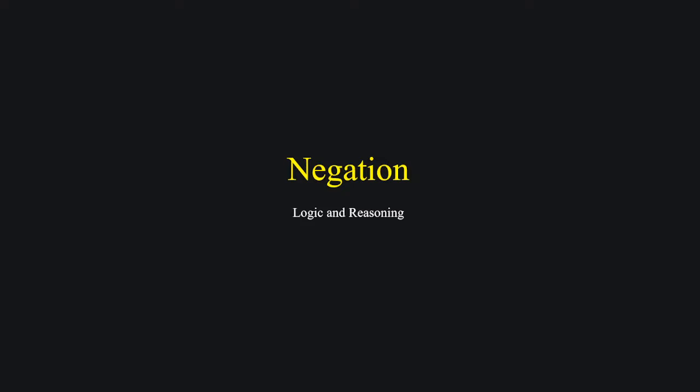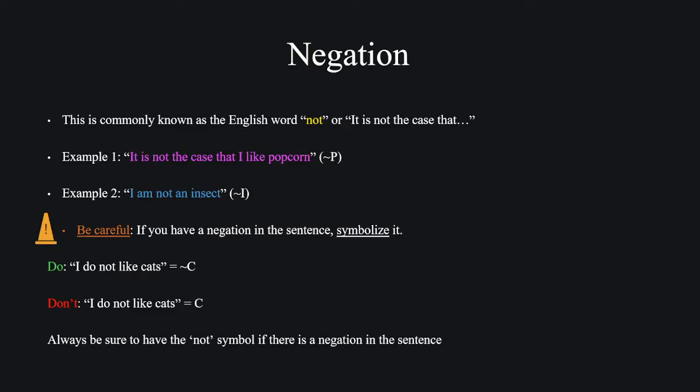Hi everyone, in this video I'm going to talk about negation as it relates to logical statements and truth tables. Let's get started. Negation can be thought of as the English word "not," or "it is not the case that." For example, in this first sentence, "It is not the case that I like popcorn," that can be symbolized with the tilde sign, not P.